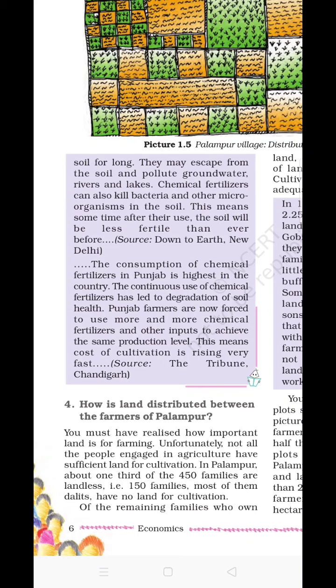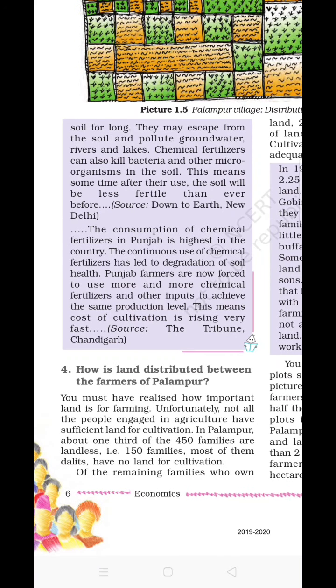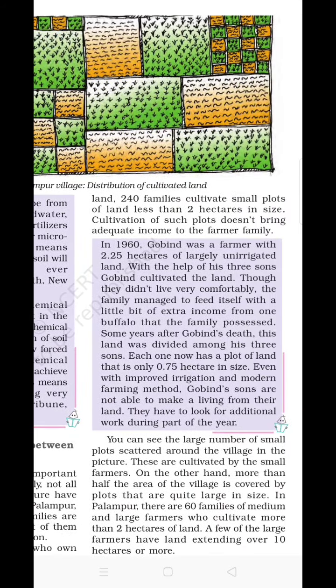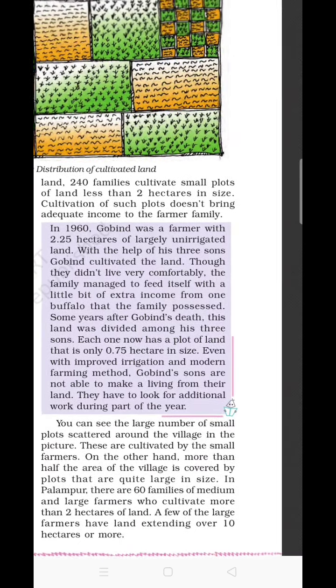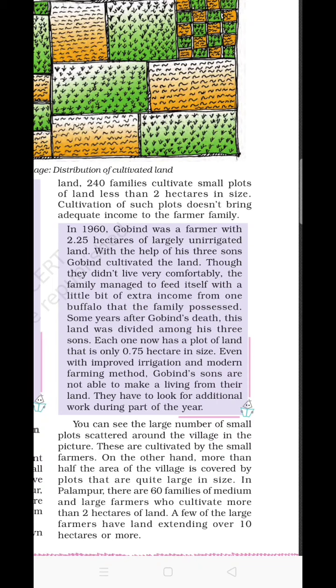Then moving further, how is land distributed among the farmers of Palampur? We are understanding the concept of production with the help of the example of village Palampur, and how the land is distributed there. We have already discussed that there are 450 families, and 150 families are landless laborers. Most of them have no land for cultivation. Some don't have land, some have small patches of land. 150 families living in Palampur don't have land, and around 240 families have just a small plot of land that is less than 2 hectares in size.